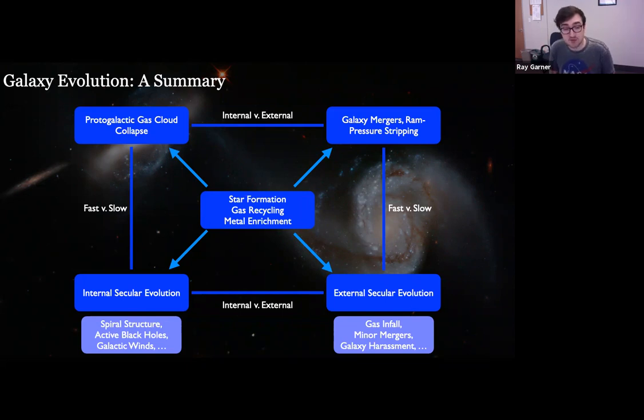And only in recent years have we really paid attention to the role of secular evolution, the slow evolution stuff: the spiral structure, the gas involved, galactic winds, minor mergers, that kind of stuff. Only in recent years have we really begun paying attention to that and seeing how much more important that is to galaxies than mergers and gas cloud collapse. So it's still, I can keep saying, a very active area of research. Thankfully it is, otherwise I would not have a job. This is exactly the stuff that I research.